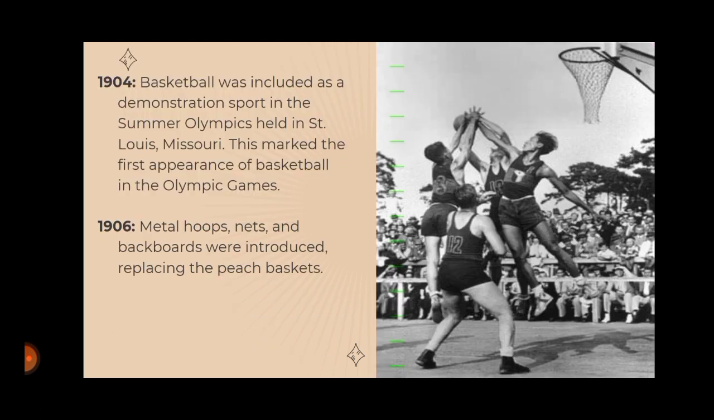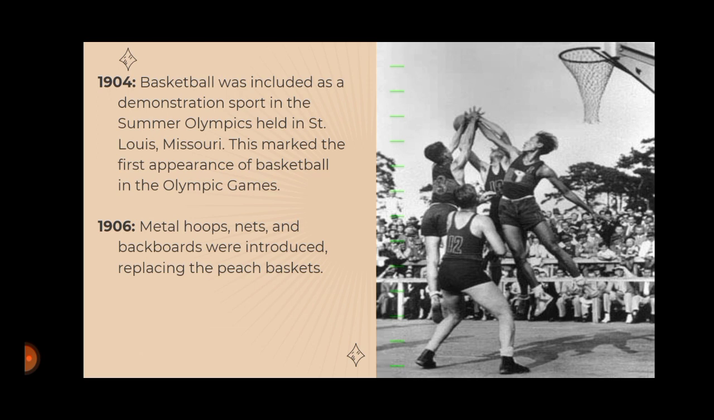So in 1904, basketball was included as a demonstration sport in the Summer Olympics. And this marked the first appearance of basketball in the Olympic Games. So take note, 1904, the first appearance of basketball in the Olympic Games.